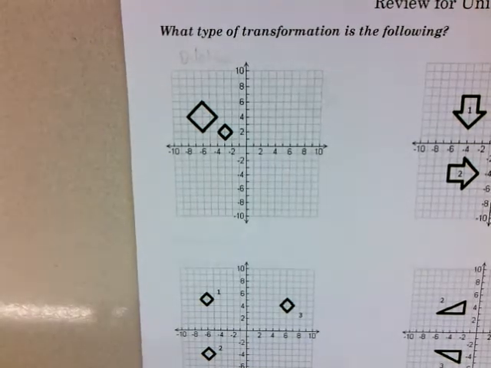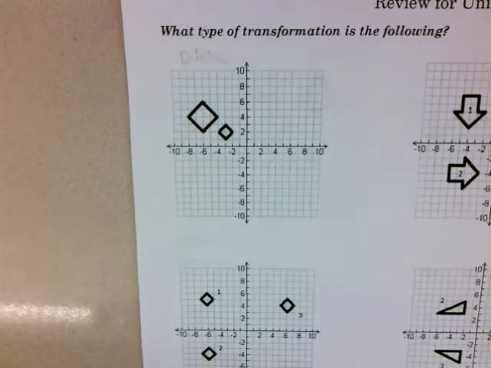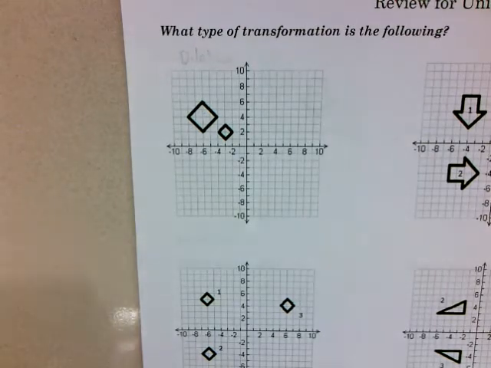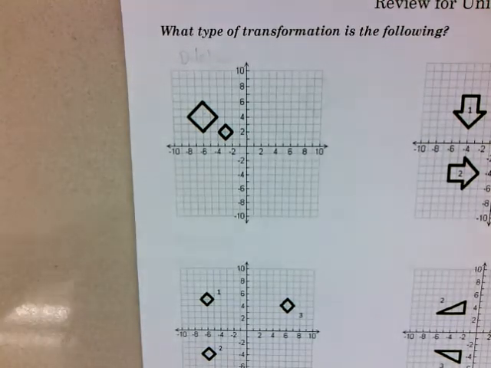Alright, so we're going to start with what type of transformation is the following. We're going to be doing this page by page. I'm going to start with this first page of the unit, and then whatever page you need to, jump to that exact page, okay? But first, let's look at this first one, okay?